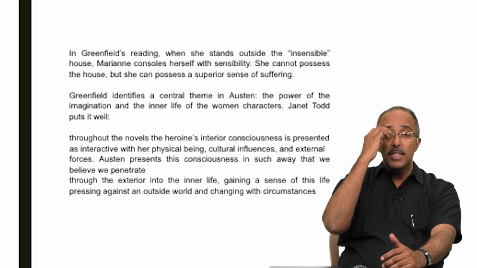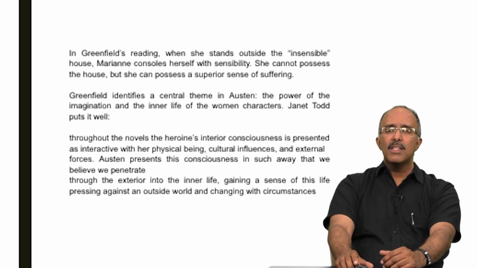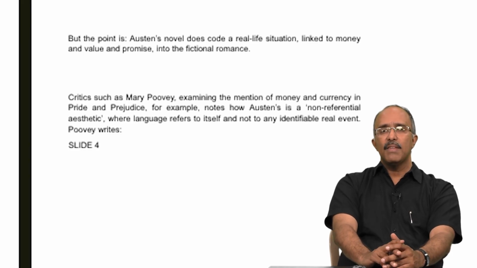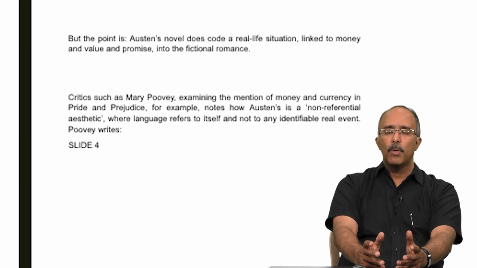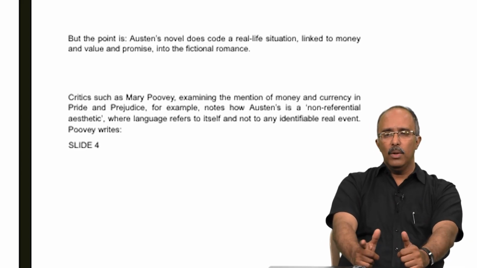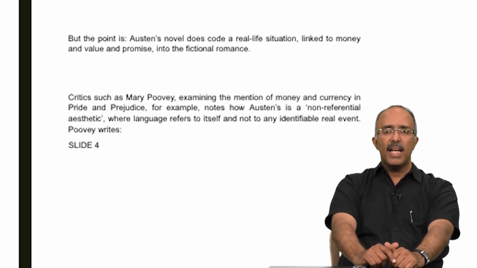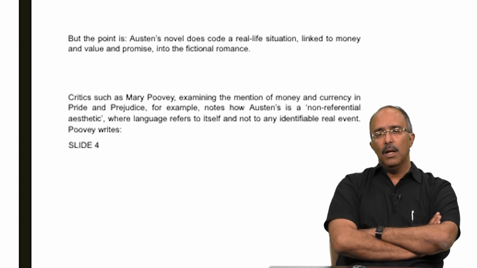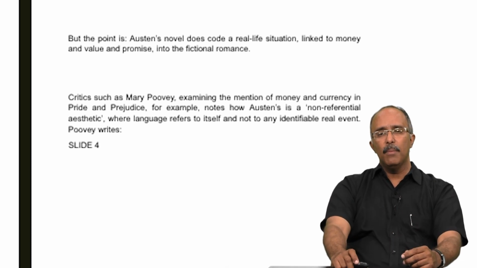Janet Todd puts it well, and this is how Janet Todd defines it. Throughout the novels, the heroine's interior consciousness is presented as interactive with her physical being, cultural influences, and external forces. The point is, Jane Austen's novel does encode real-life situations linked to money, value, promise, and converts it into fictional romance. Critics like Mary Poovey, who have examined the role of money and currency in Pride and Prejudice, note how Jane Austen's is a non-referential aesthetic. That's Mary Poovey's term, where the language refers to itself and not to any identifiable real event.